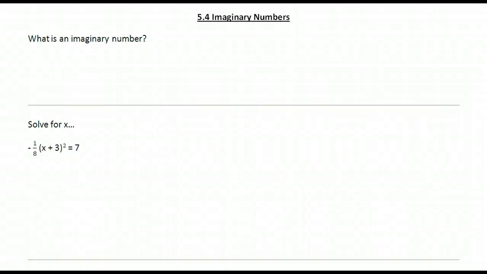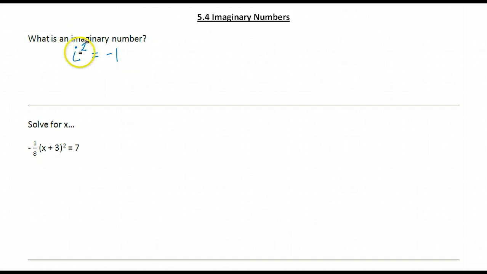Just like integers, rational numbers, and irrational numbers are different kinds of numbers, an imaginary number is just another kind of number. The symbol for an imaginary number is an italic i. And the imaginary number has one unique property. When you square the imaginary number, you get a negative number. When you square i, you get -1.